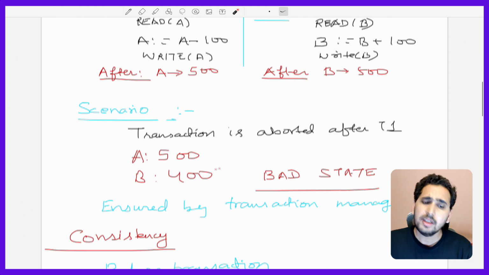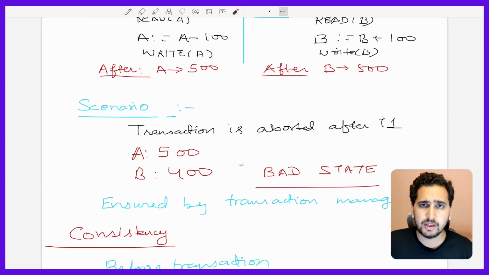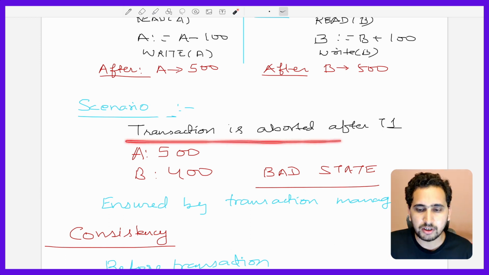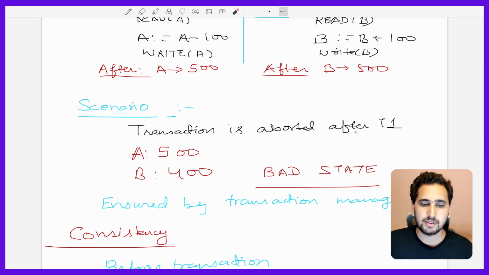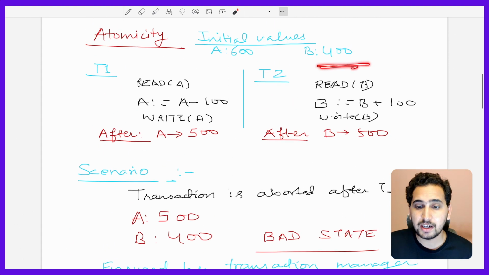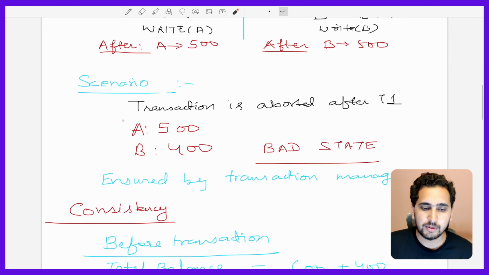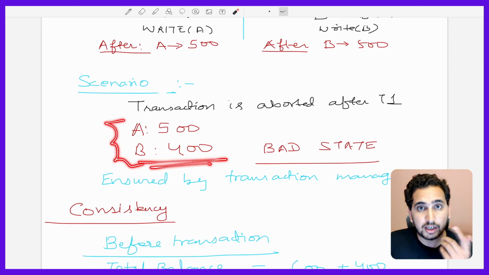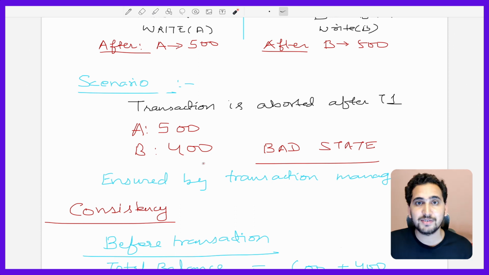But let's talk about a scenario where atomicity is not ensured. What is the impact that it can have? Let's say that the transaction gets aborted after task T1. So A would become 500, but B has not been updated yet, so B will still be at 400. And that would mean that the amount got deducted from A's account, but it was never transferred to B's account.